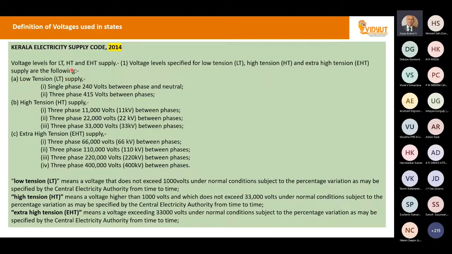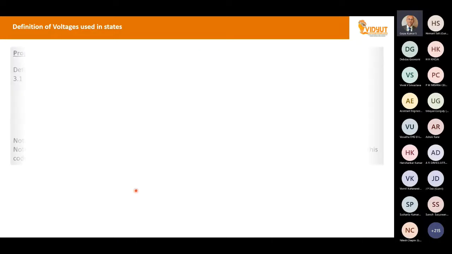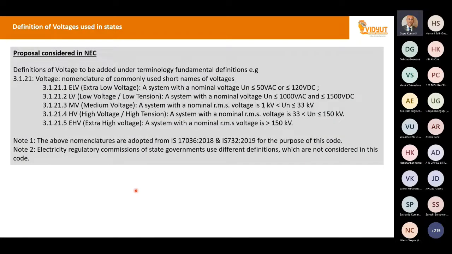If we look at Kerala, you will have a different kind of voltage. If you look at Tamil Nadu, you will have a different kind of voltage. Karnataka, again a different kind of voltage. Maharashtra, another kind of voltage. So each of the state regulators is using a different voltage. Actually, one country should follow only one rule or only one voltage band or voltage definition.